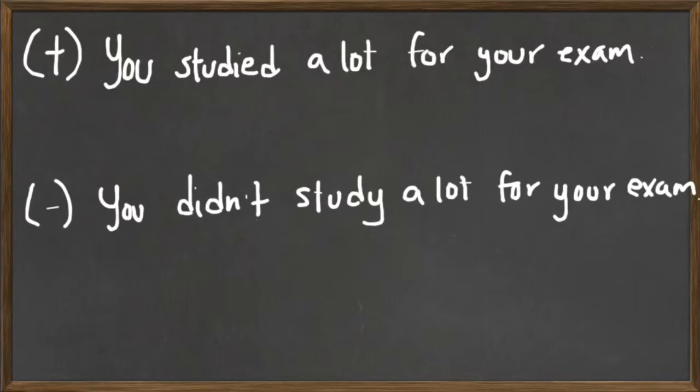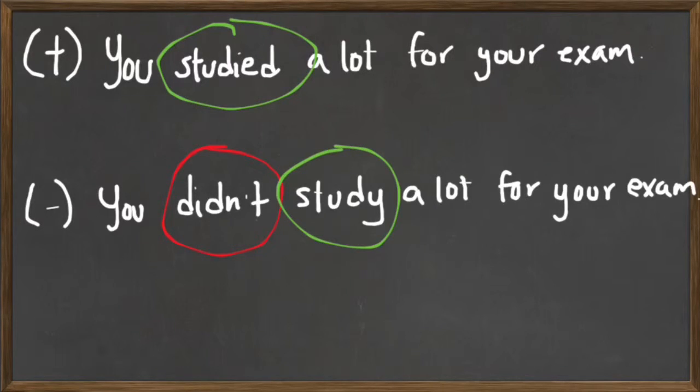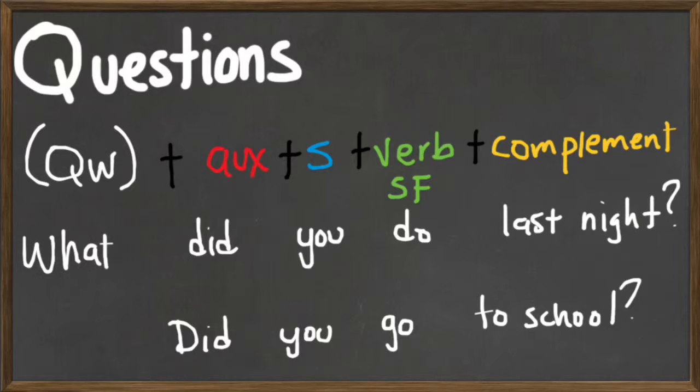Okay, we have more comparisons here. For example, we have, you studied a lot for your exam. Affirmative. Negative, you didn't study a lot for your exam. So, remember the difference there, and the difference in the verbs. Verb in past, verb in simple form. Okay, now let's move on to questions.